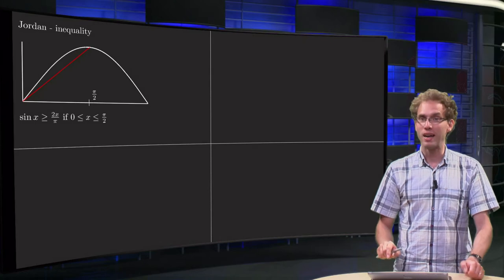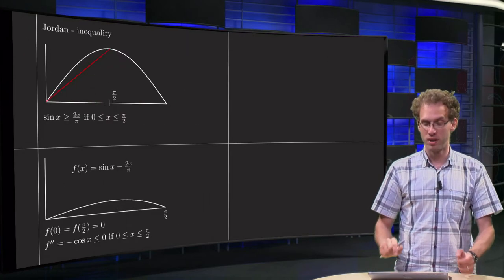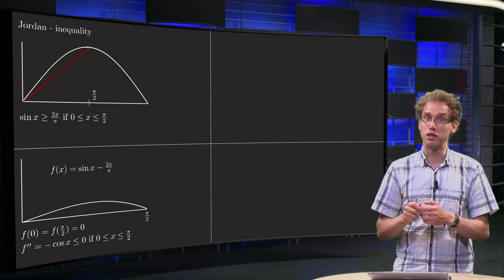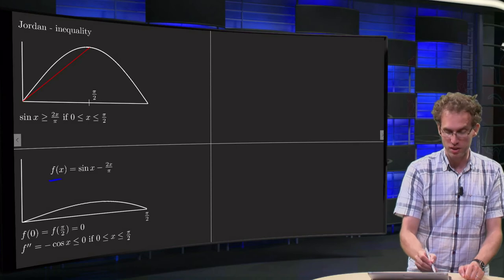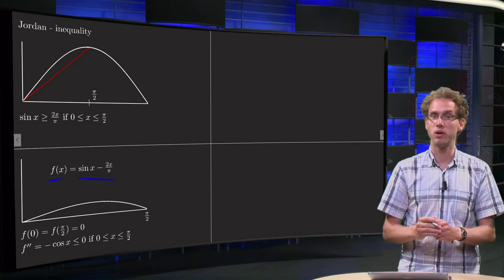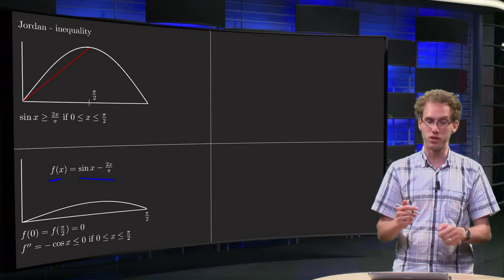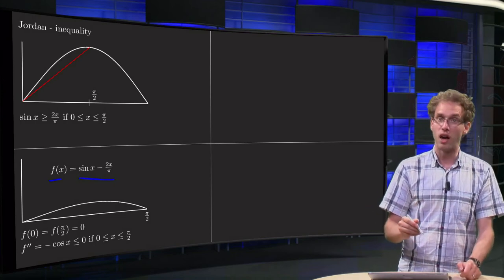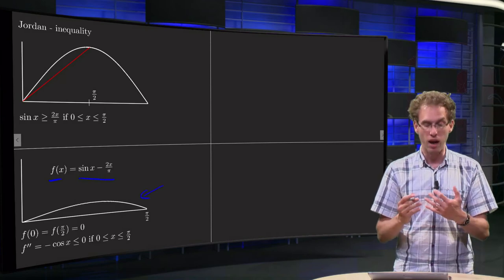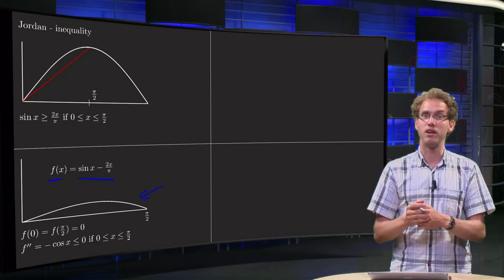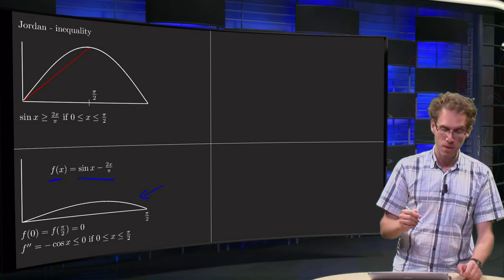So that's a graphical proof, but we would rather have a more firm proof, a more algebraic proof. In order to do that, we define the function f of x equals sine of x minus 2x over pi. So we take the difference and we want to show that this is always positive. This difference looks like the graph we have over here. We see graphically that this is true, but we want to see it algebraically.